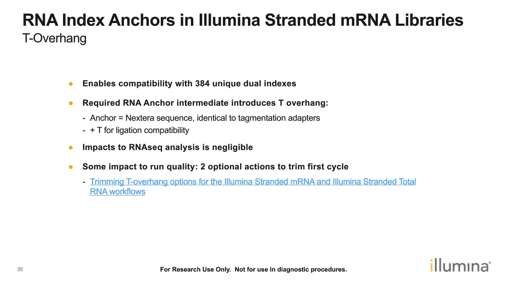The impacts of this T-overhang, which creates a low diversity cycle during sequencing, are very negligible to analysis, as only some impact to run quality may be seen, in which case there are two options that we can use. The first action that we can take is to trim the first cycle, highlighted in the bulletin entitled Trimming T-Overhang Options for the Illumina Stranded mRNA and Illumina Stranded Total RNA Workflows. The second is also a trimming option, but it utilizes a different method with the sample sheet.